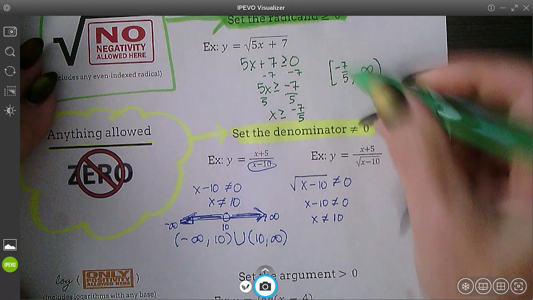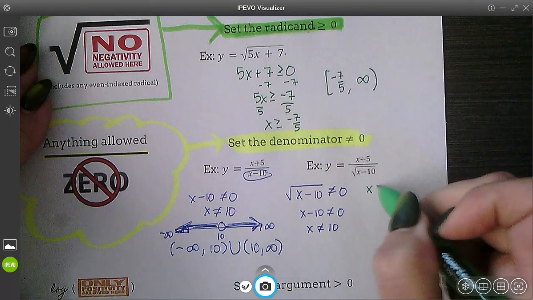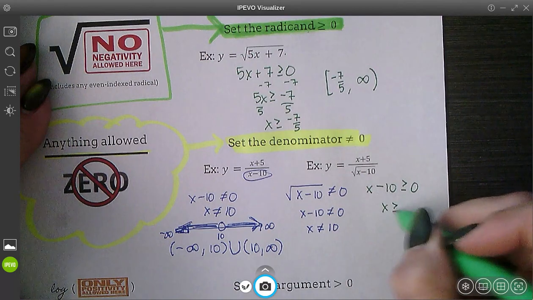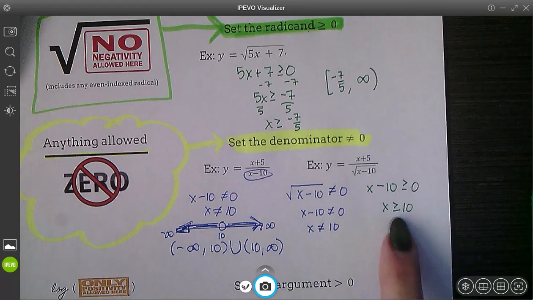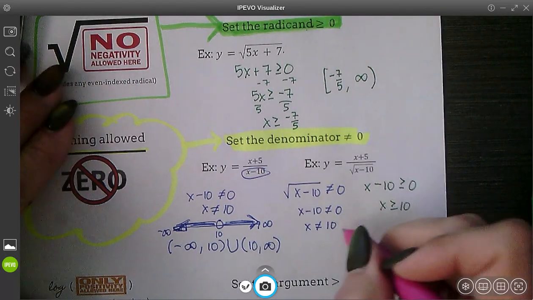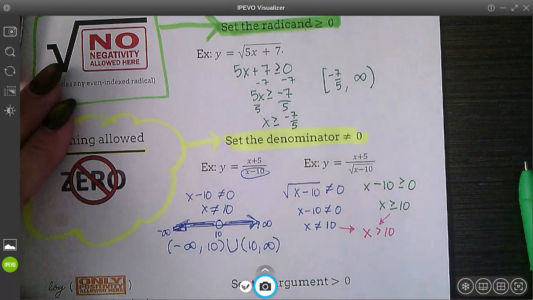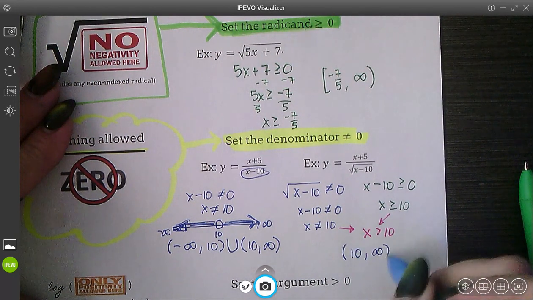Great. Then I still have the radical. Well, by the radical, I have to take the radicand and set it greater than or equal to 0. The radicand is x minus 10. So I say x minus 10 is greater than or equal to 0, which gives me x is greater than or equal to 10. Then I have to put these two ideas together. This one is telling me x has to be greater than or equal to 10, but this is telling me x cannot equal 10. When I put those two ideas together, that tells me that x can just be greater than 10. It can't be equal to, and it can't be smaller than. It can only be greater than 10. So that's going to give me a domain in this case: x is greater than 10. It will go from 10 to infinity.